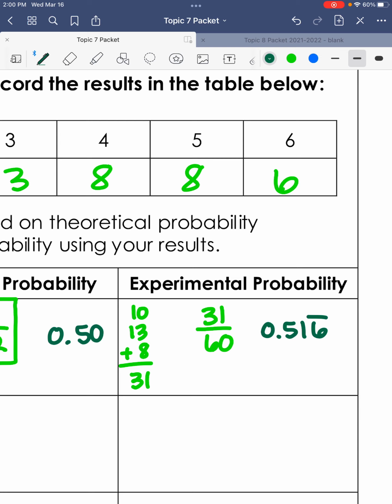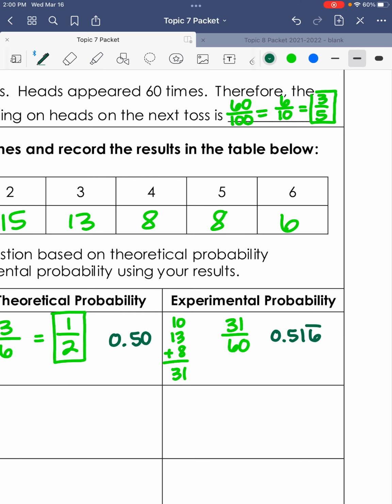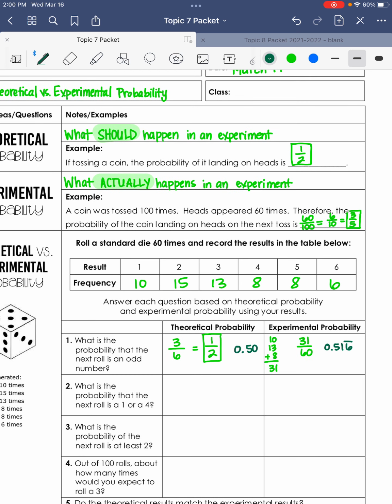So now I have 0.516 repeating. Okay, so which one is bigger? Well, this one is bigger. So the experimental probability is greater than I expected it to be. It's more than I expected it to be.